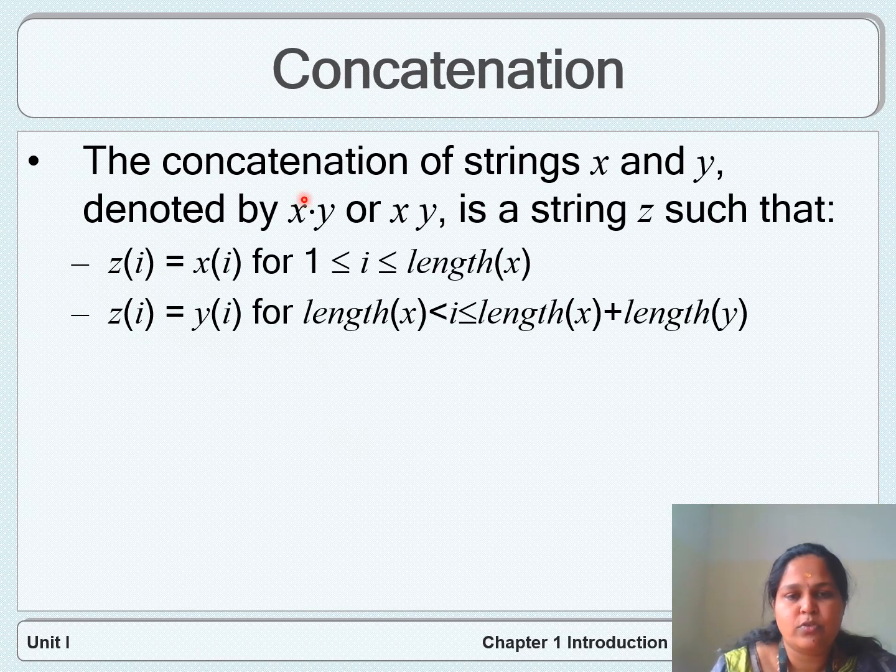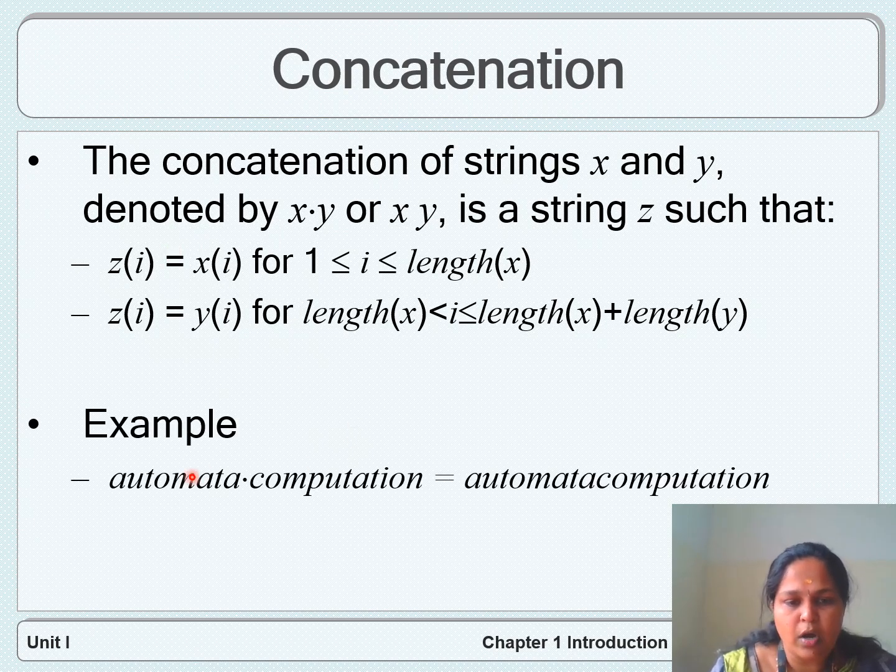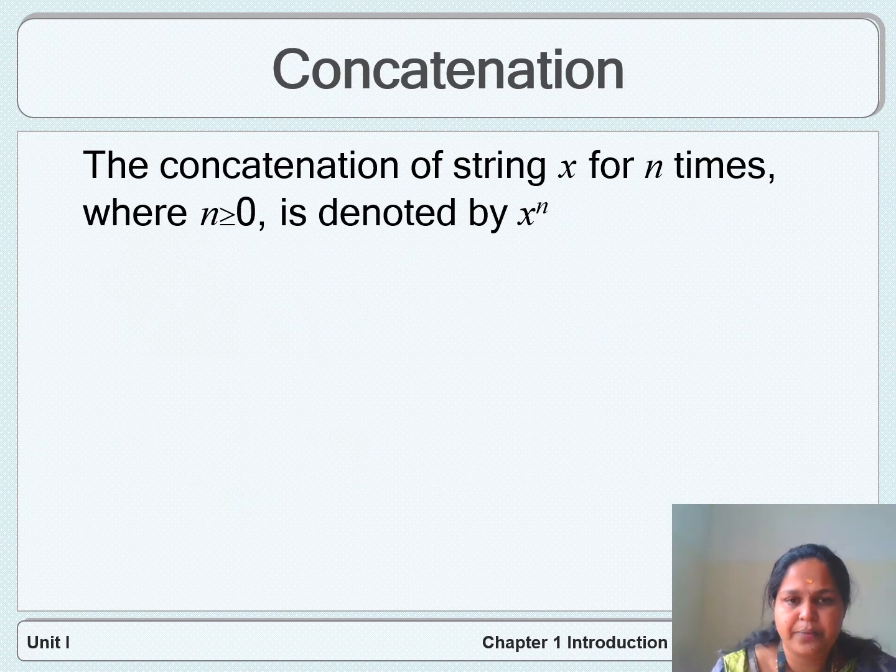Okay. First we will see concatenation. Concatenation of strings x and y is denoted by x dot y or x y, which indicates that the concatenation is handled in a string z such that z of i is equal to x of i for 1 less than or equal to i, less than or equal to length of x. So this is how concatenation happens. For example, automata dot computation is equal to automata computation. If you specify this dot symbol, it indicates that concatenation will happen.